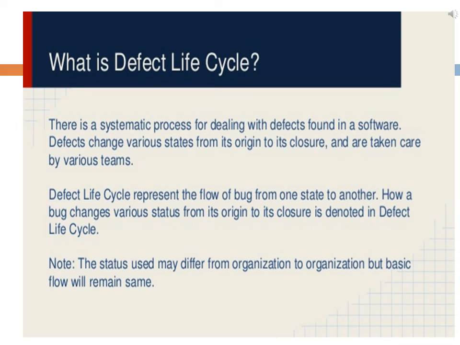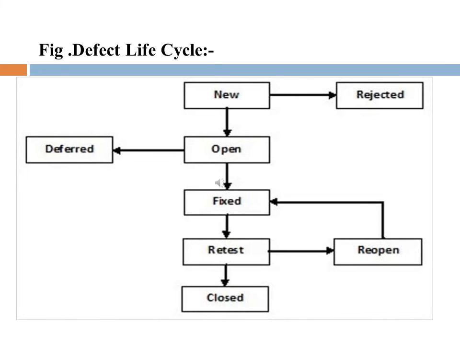There is a systematic process for dealing with the defects found in software. A defect changes various states from its origin to its closure and is taken care of by various teams. The defect life cycle represents the flow of a bug from one state to another. How a bug changes various statuses from its origin to its closure is denoted in the defect life cycle. The various statuses in the life cycle of the bug can be shown in the diagram.